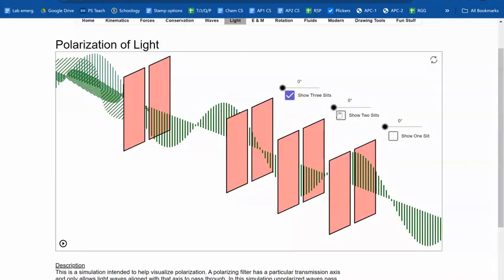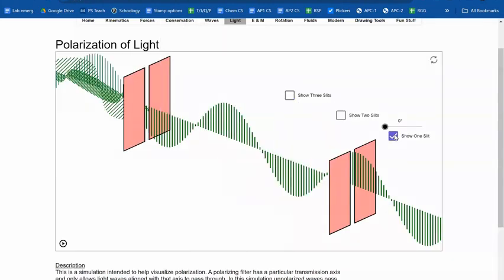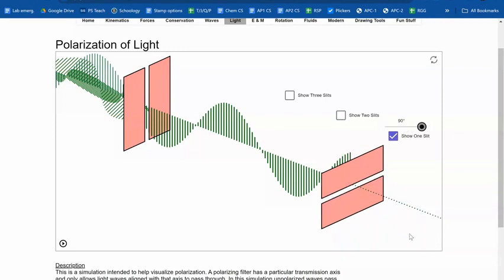Essentially you can have 3 slits, you can show only 2 slits, or you can show only 1 slit. This is really the 1 slit. Over here you get unpolarized light. Here we have a vertical polarizer. Here, if we go horizontal, you can see there's nothing left. If you're really curious, so that's all AP does.